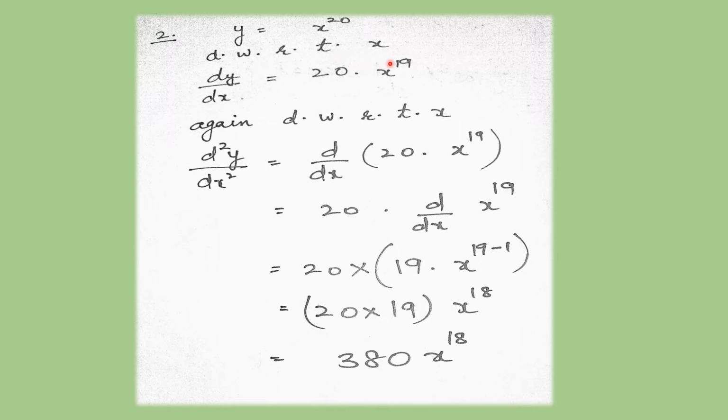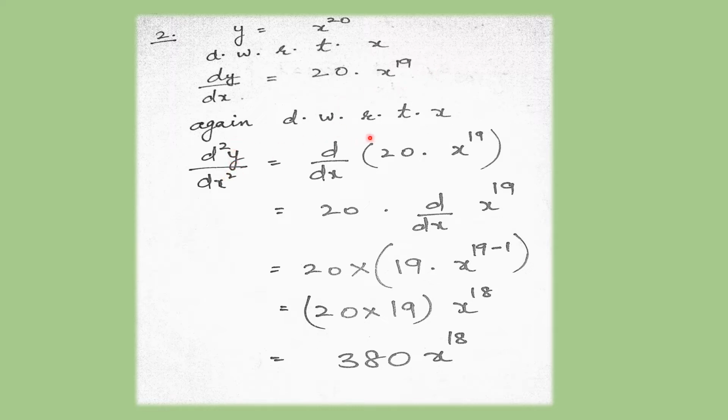Differentiating with respect to x, what is the derivative of x power 20? You will use the formula: derivative of x power n is n x power n minus 1. So the power, which is 20, will come in the beginning. You will write dy by dx is equal to 20 into x power 19. 20 minus 1 will come 19. So dy by dx is 20 x power 19.